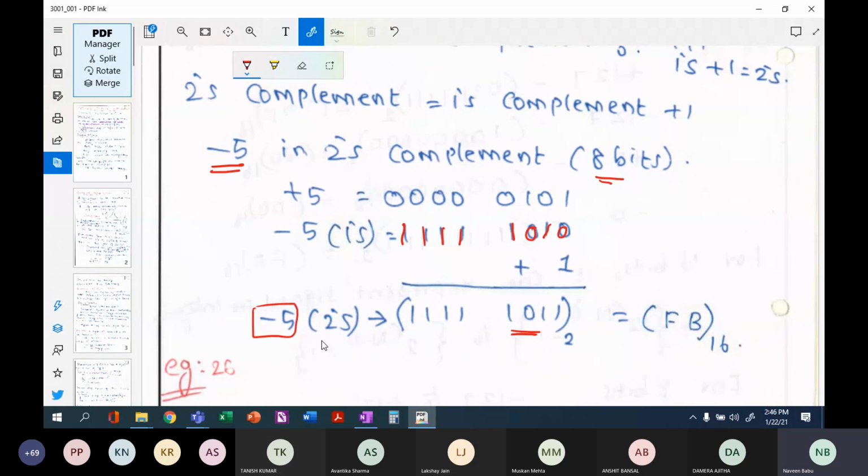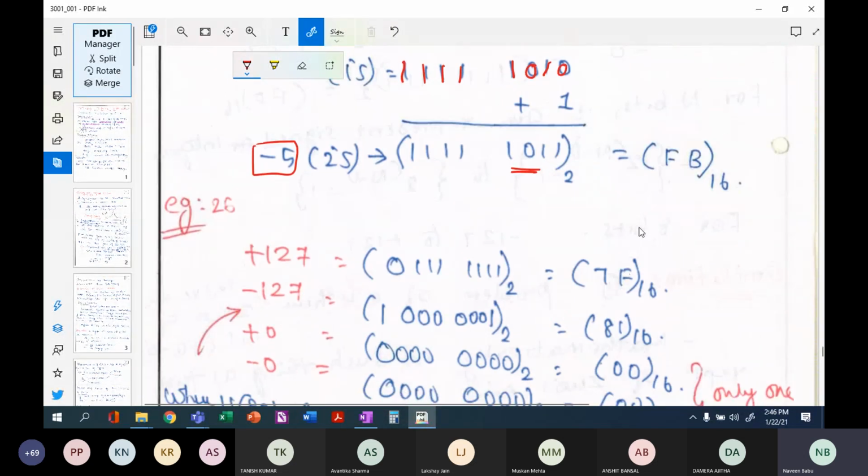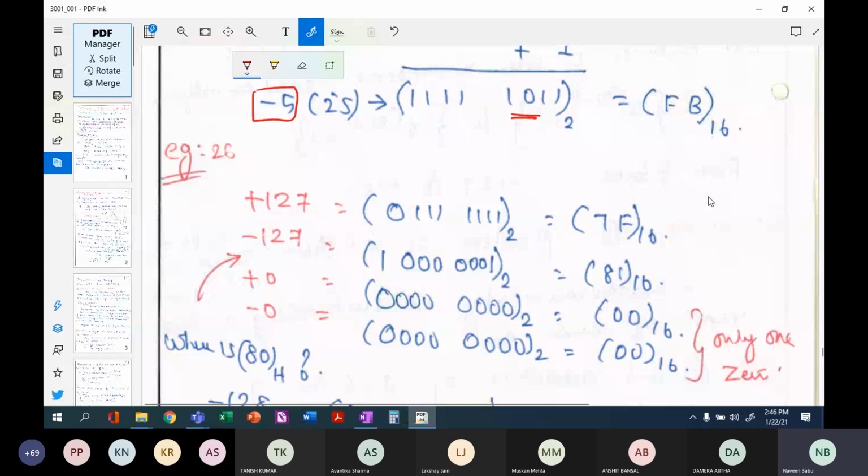We have to check now. If you add plus 5 with this, you must get 0, right? So we have to check that. Let us see more examples. 127 is represented as 7F: 0, 1, 1, 1, 1, 1, 1, 1 is represented as 7F. And 2's complement. Please note it is 127.